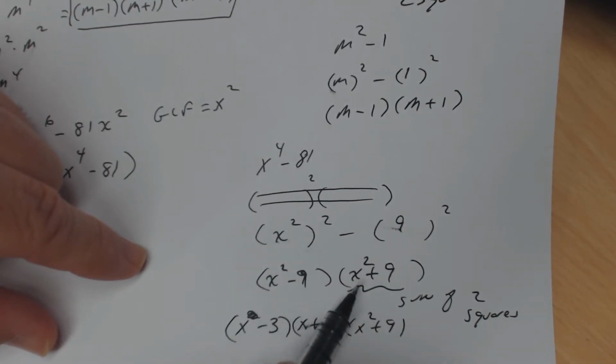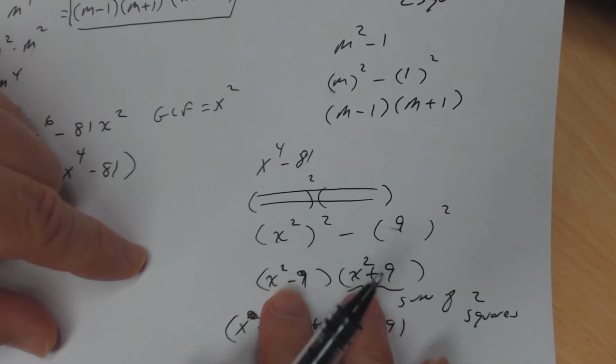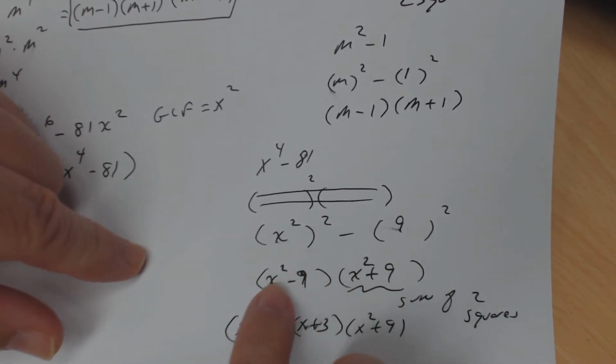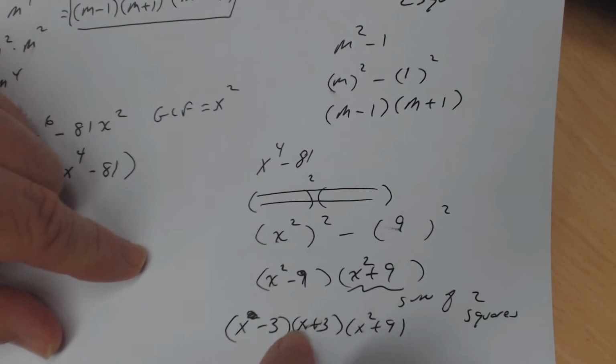And then you want to go further. You want to make sure that these factors are prime. So this one's prime, x squared plus 9. I can't factor any further, so I rewrite it. This one is the difference of two squares, so I can factor it further.